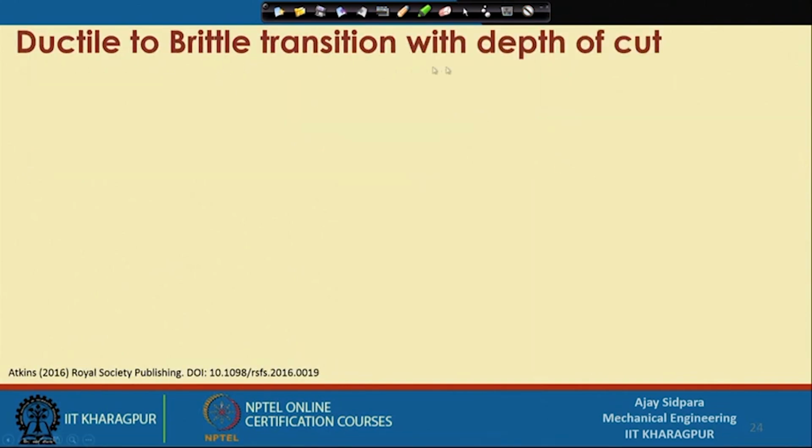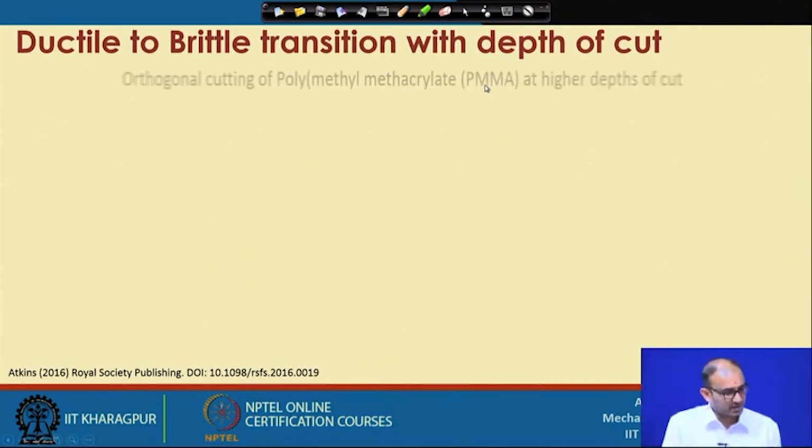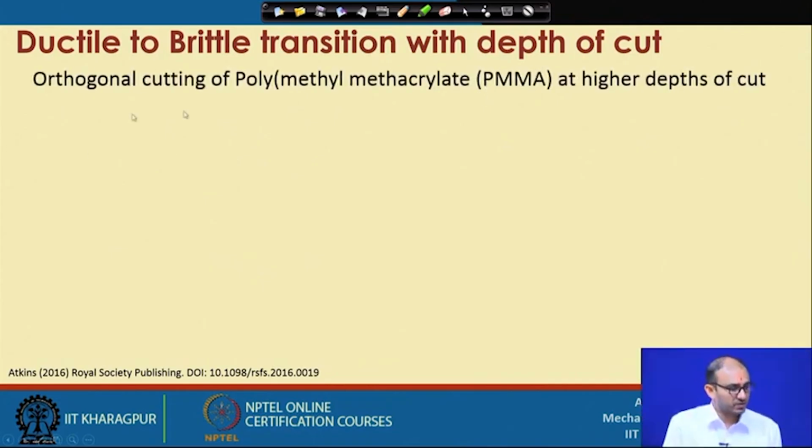Now, ductile to brittle transition with depth of cut. Till now we have seen that we have a problem with the depth of cut. Depth of cut means uncut chip thickness. Now, what is going to happen if you increase the depth of cut of some material? So, let us take one example of PMMA.